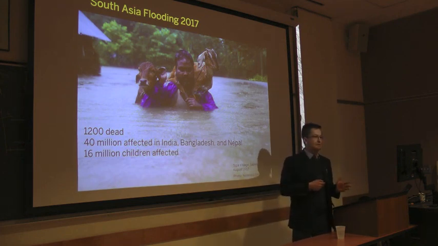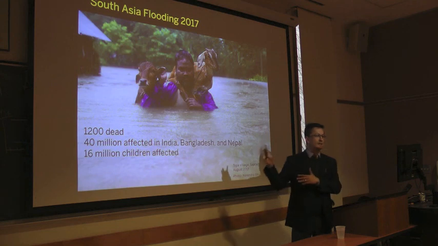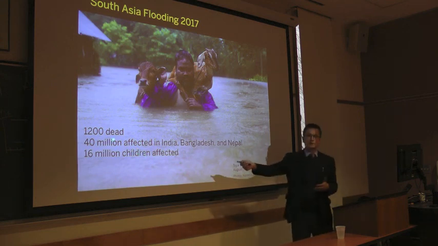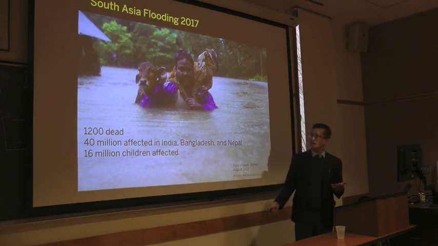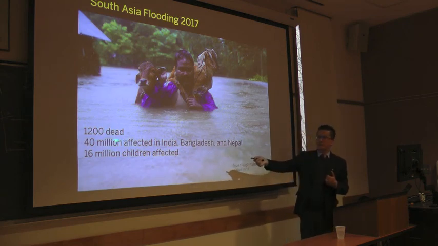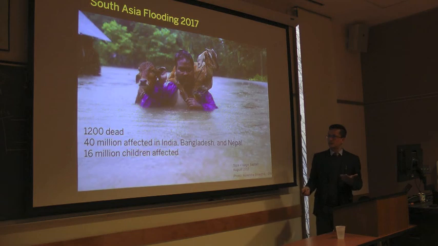Never made the news except for BuzzFeed, I think, because it was dominated by the Houston flooding that happened at the same time. But there was massive catastrophic flooding all over the lower plains in Nepal, in India and Bangladesh. I think this number is actually higher now. Huge population impacted and displaced, same with children.